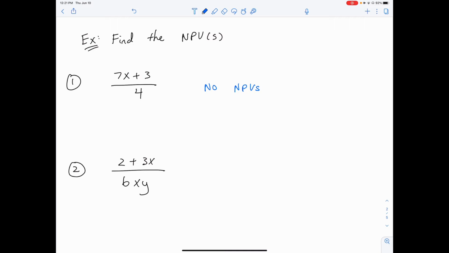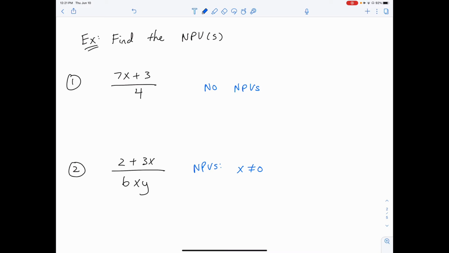Again, our goal here is to figure out when the denominator will potentially be 0, and that's going to be a problem. When it's nicely put together like this, 6 times x times y, we take a look at which ones would cause a problem. For example, 6 is not a problem because 6 cannot be 0. X, however, could be 0, so that would make the whole denominator 0 since we're multiplying. So the NPVs for this one would say that x cannot be 0.